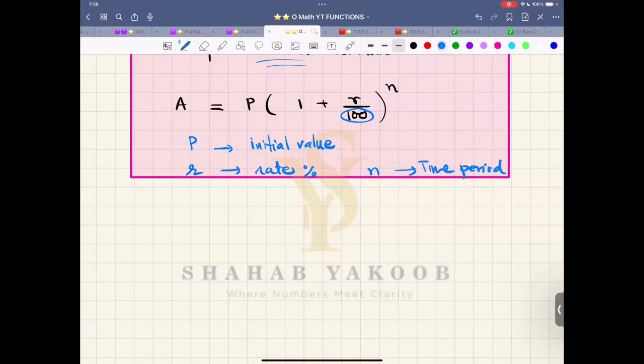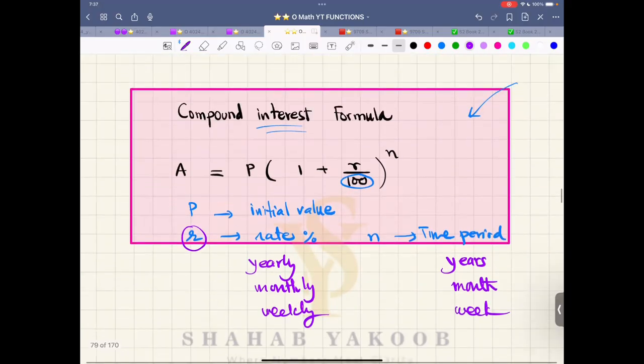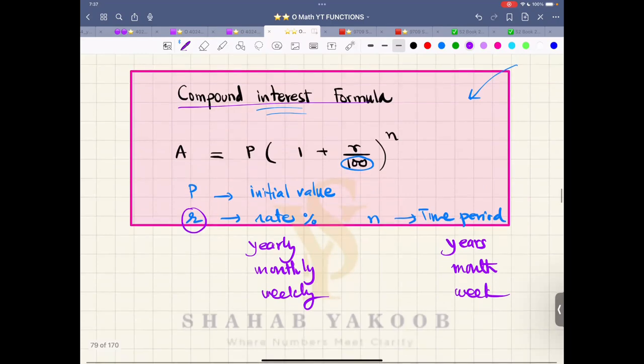So just be careful with one thing. If the rate is yearly, then the time period has to be in years. Let's say if the rate is monthly, then the time period has to be in months. If this is weekly, then the time period has to be in weeks. And this compound interest formula we use. And last but not the least, what is A over here? A is the total value of the investment or the population at the end of that particular period.